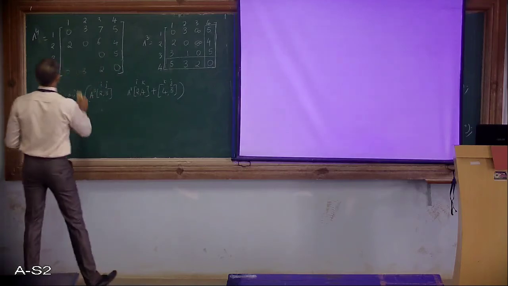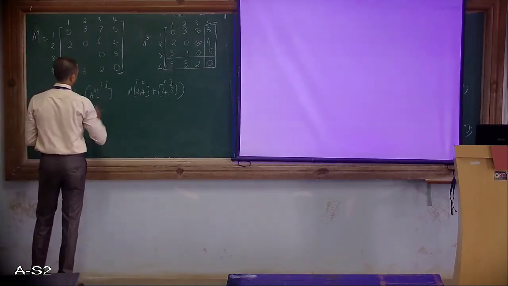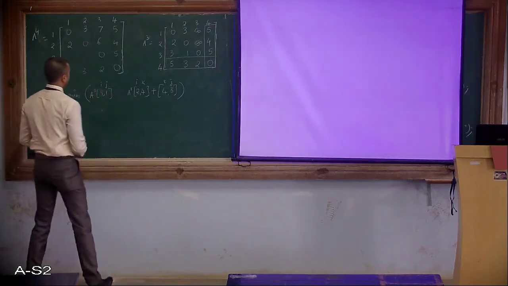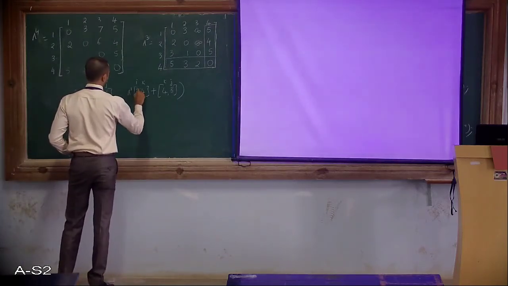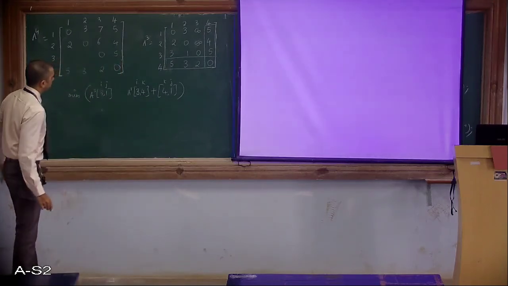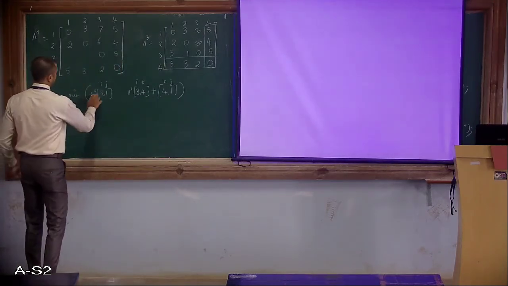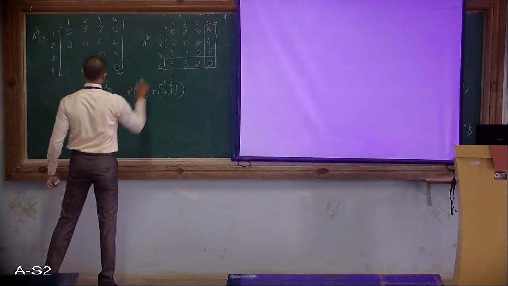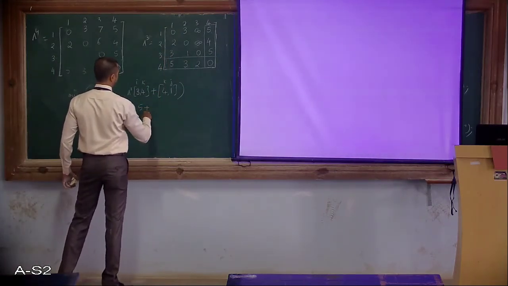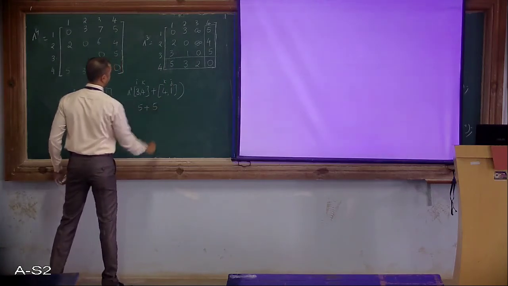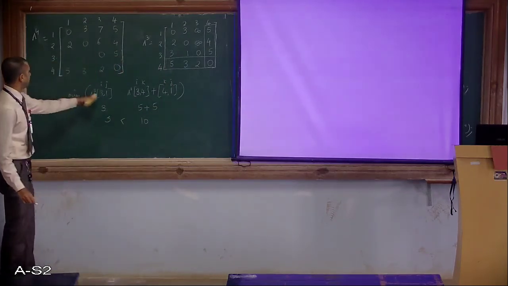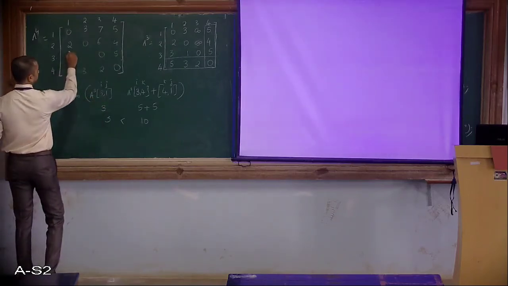Which is the next one? 3 to 1. So intermediate vertex is 4. So it is going to be 3 to 4 and 4 to 1. In A3, what is 3 to 1? 3 to 1 is 3. What is 3 to 4? 3 to 4 is 5, plus 4 to 1 is 5. So 5 plus 5 is 10. 3 is less than 10. So in this matrix A4, in 3, 1, I'm going to write 3.